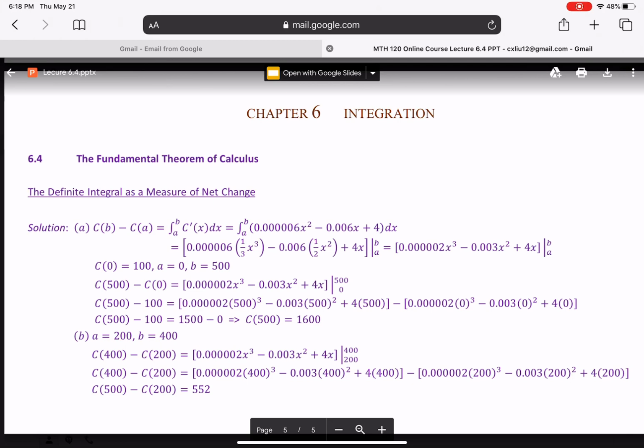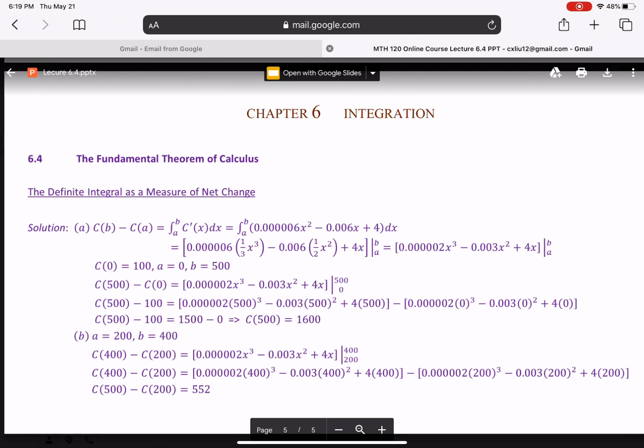So we just integrate this function term by term. From x squared, we get 1/3 x cubed, and from x, we get 1/2 x squared, and from 4, we get 4x. So we can do a little simplification of the result to get 0.000002 x cubed minus 0.003 x squared plus 4x, and then we just evaluate this function at the two points a and b and subtract.